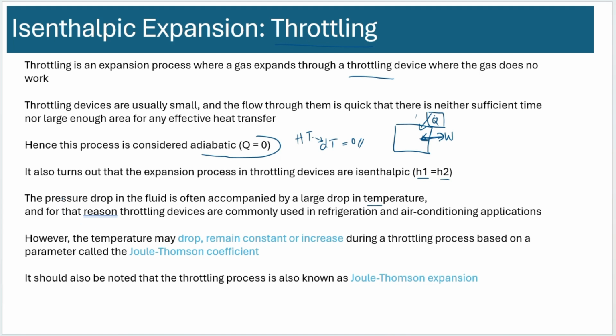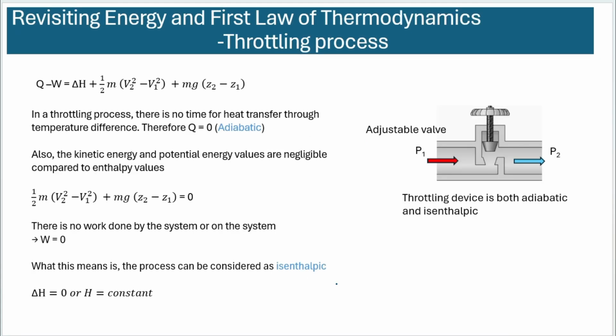Now, this pressure drop in fluid I mentioned is most commonly accompanied by a drop in temperature, but in some cases, instead of dropping, the temperature can remain constant or even increase. And it's different for different fluids, and it's based on some parameter called the Joule-Thomson coefficient. Because of that, isenthalpic expansion or throttling is also named after Joule-Thomson, and it's also known as Joule-Thomson expansion. Now, what exactly is all this? First, let's look at the equation.